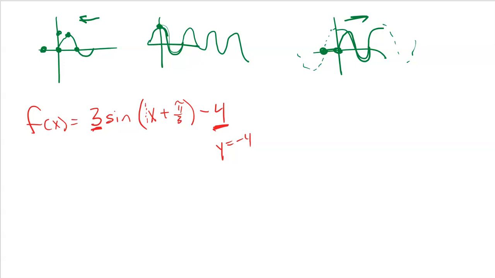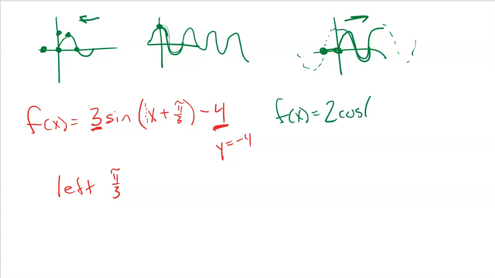But notice that this whole graph is going left pi over 3. So I'm literally taking the entire graph, which extends forever in both directions, and sliding it left pi over 3. So again, pretty easy to understand, but you just got to make sure you see it and understand this new type of transformation. All right, let's do one more here.